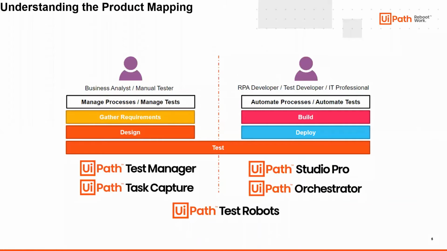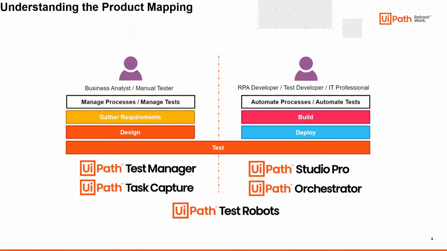Now, here we have a product mapping. So we have two groups. One group is a business analyst or a manual tester. The other group is an RPA developer or a test automation developer or test developer or an IT professional. So we have the different tasks which they would be doing, right?